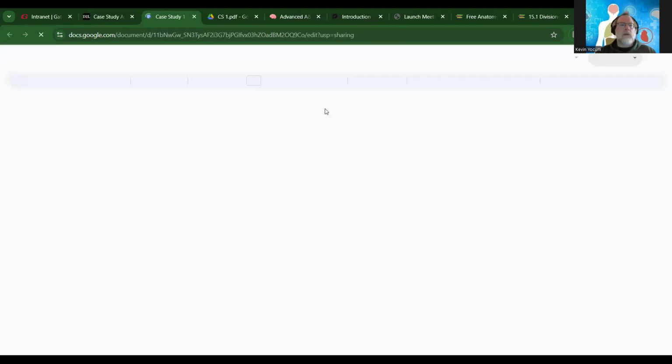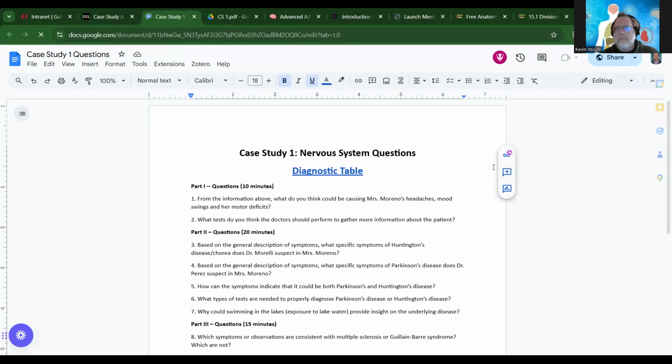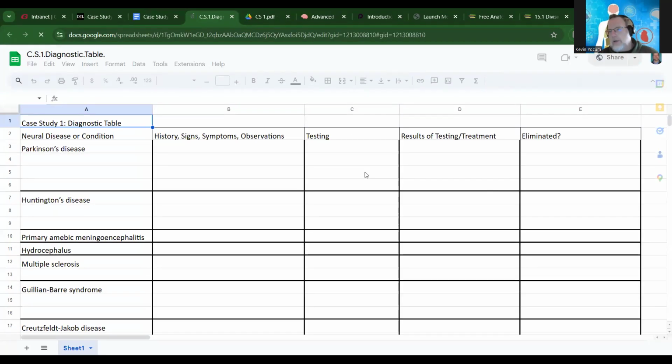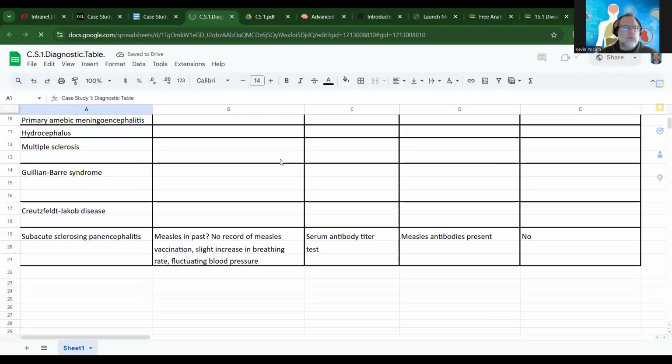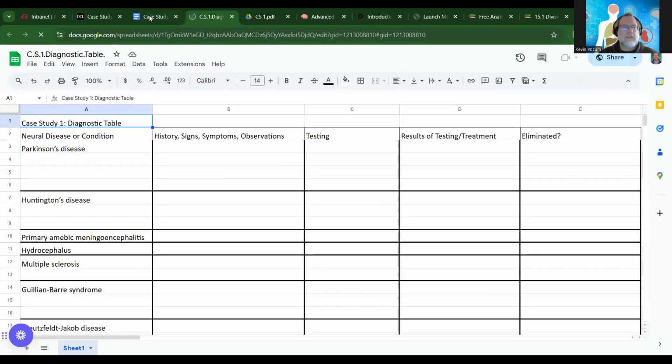There we go. The diagnostic table, you don't need to use this. It's there if you decide to organize and arrange things. So here's what that looks like. This is not required for you to fill out. It's simply a flow chart if you feel like using it.